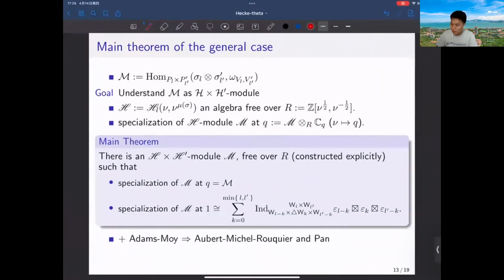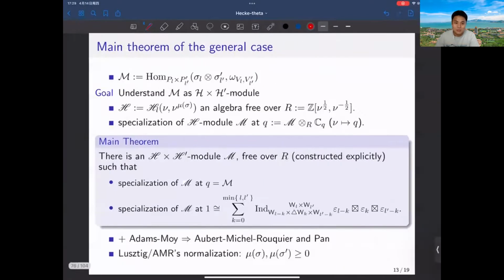Okay, so with this result, plus Eden and Moyes result on the correspondence of unipotent cuspidal representations on the theta correspondence, you will be able to recover Aubert-Michel-Rouquier's result and Pan Shu-Yen's result. And for this symplectic odd orthogonal group case, if you use Liu and Wang's result, you will also recover what has been worked out by Shu-Yen Pan.